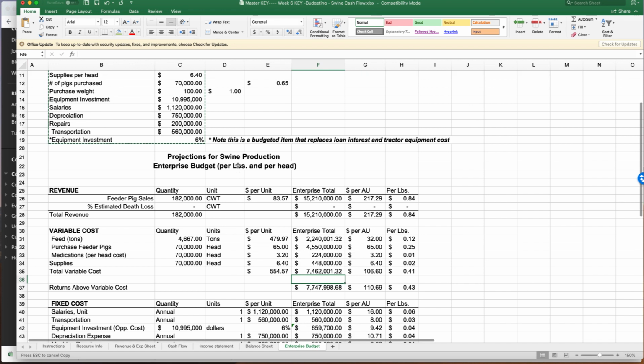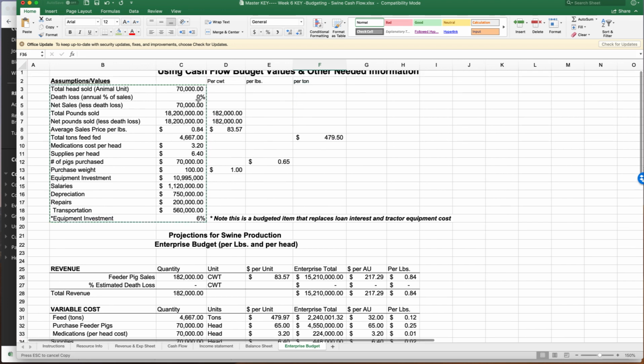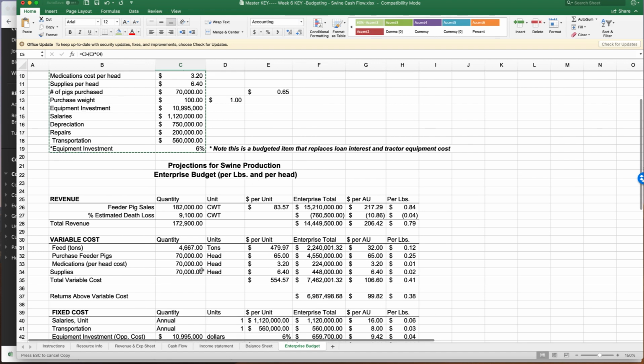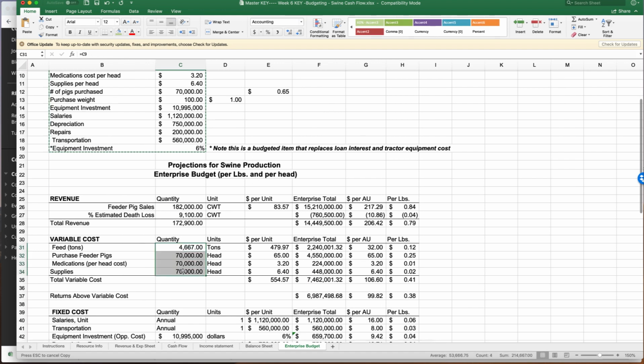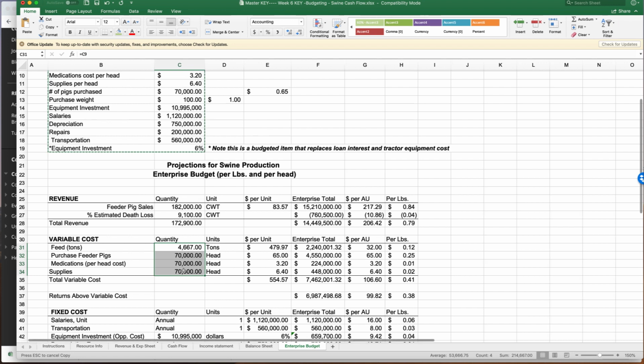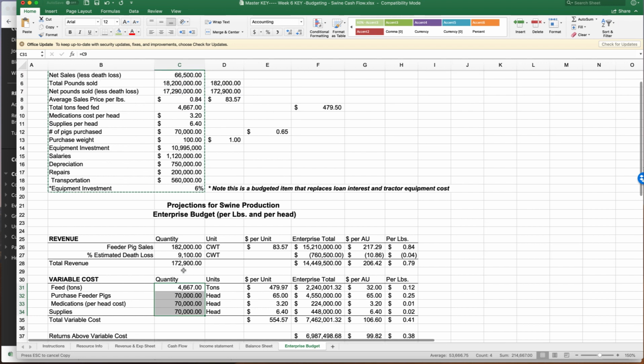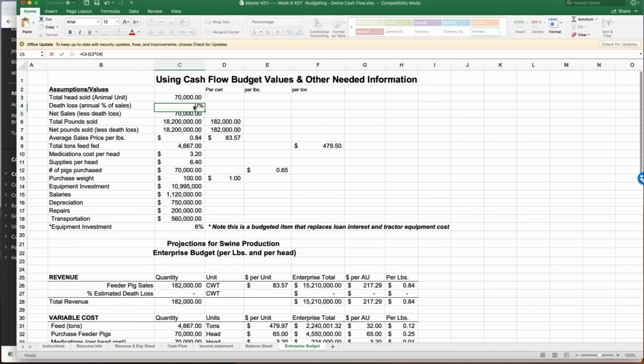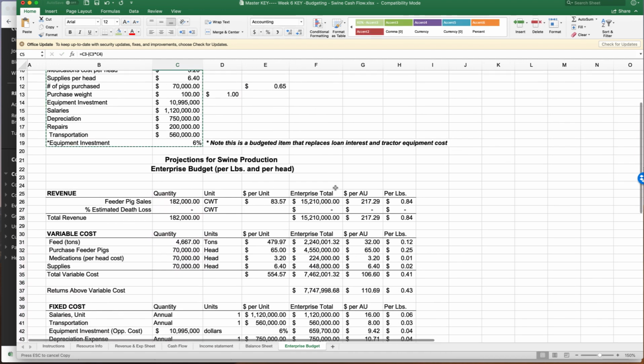Now let's go back and look at death loss. So if I go up there and put back in that 5% death loss, you can see it doesn't change this quantity. I didn't link these to what we're not going to be able to sell. I linked these to what we're going to buy and take care of. We're going to lose them at some point, but from a management standpoint, that's the most conservative approach to take. All right, so let me go back up, get that back to zero so you can check your work, and then let's go through here.